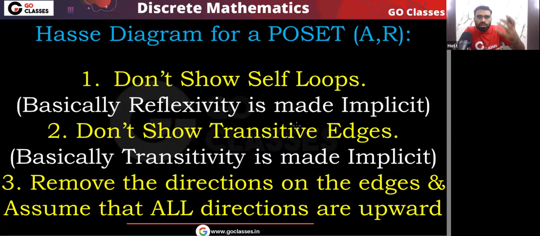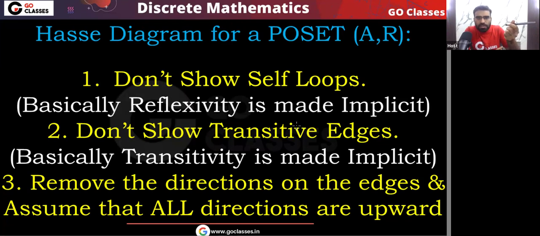We are just not showing the reflexive property. That is implicit. Okay, are you getting my point? For example, if I ask you what you have, and you tell me that I have a car, I have a home, then tell me, will you tell me that you have a pen? Okay, that is implicit, right?